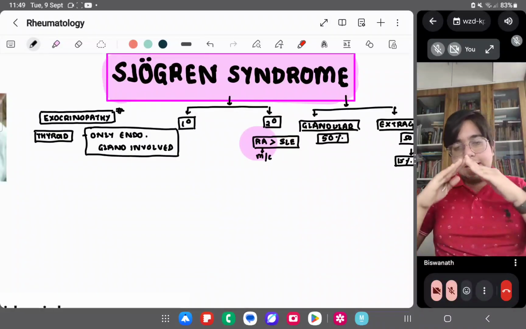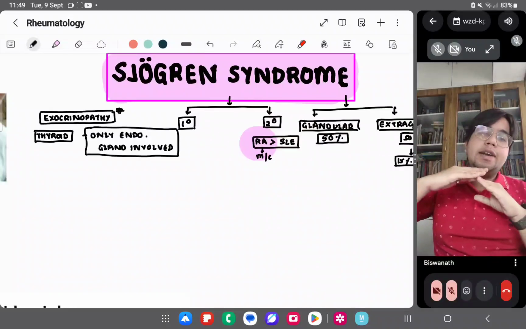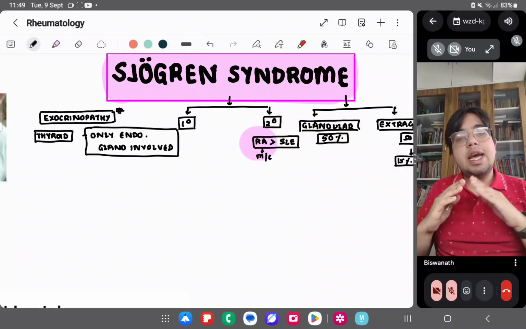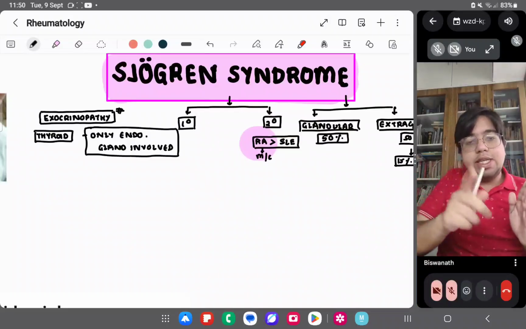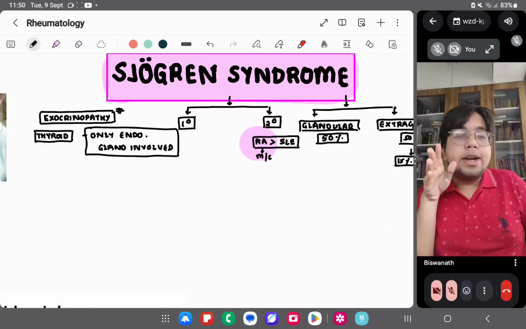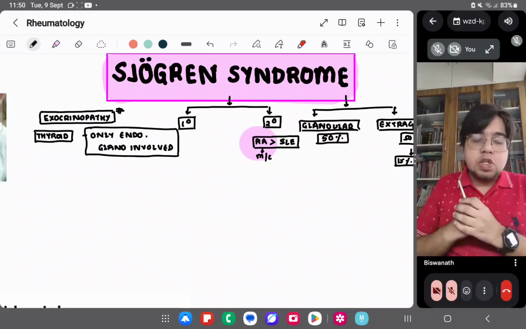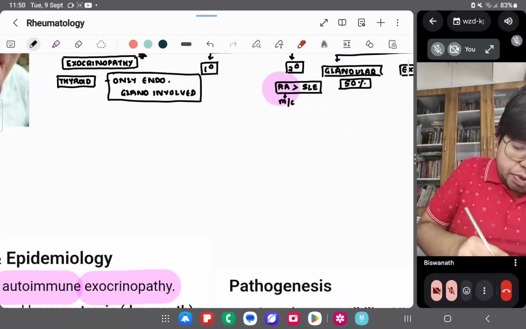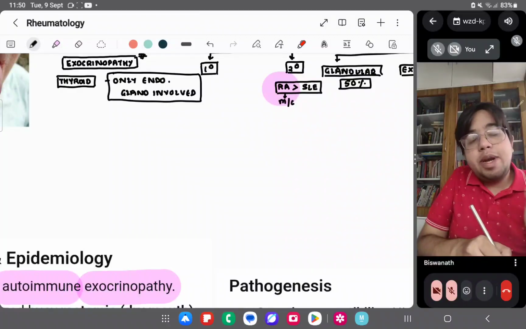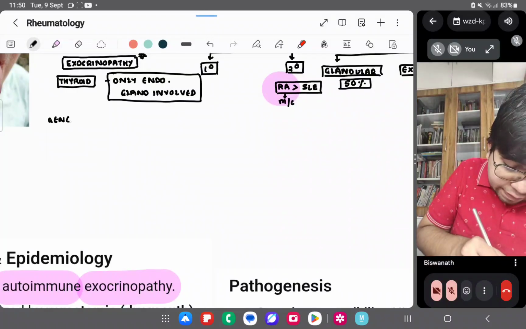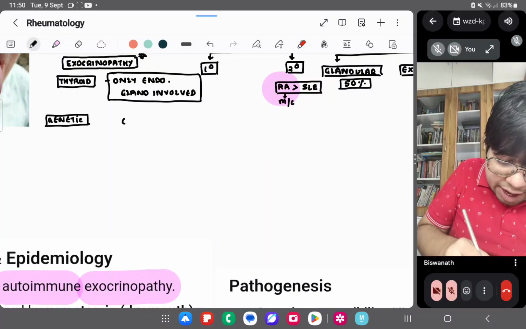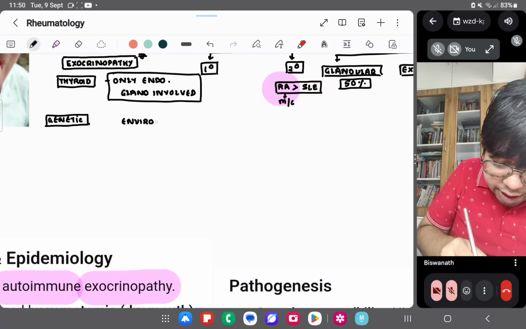Every autoimmune disorder has a triad like this: genetic factors, environmental factors, immunological factors. Genetic, environmental, immunological. Okay, GEI. So these three factors characterize the autoimmune disorder. So for Sjogren syndrome per se, the whole story starts with genetic and environmental factors. So we have genetic factors on one hand, and environmental factors on the other hand.